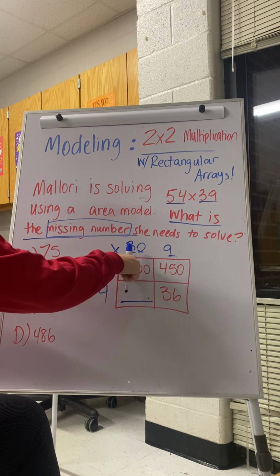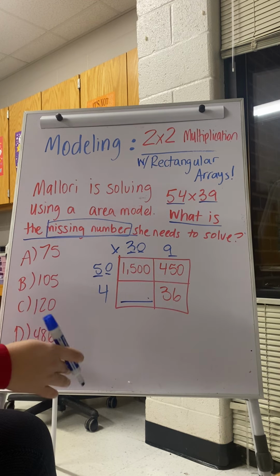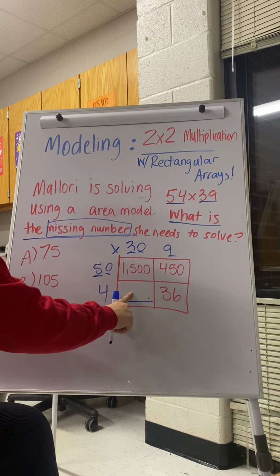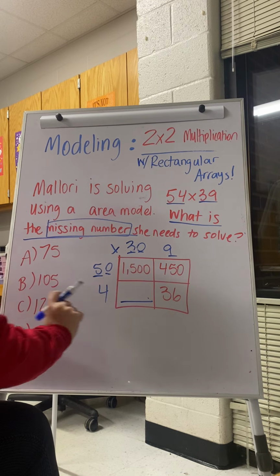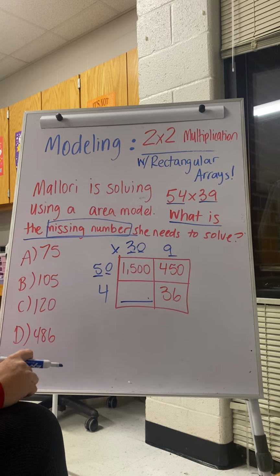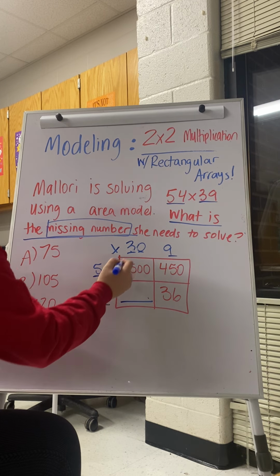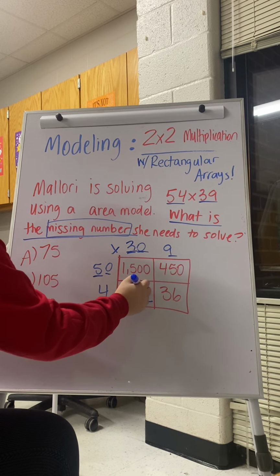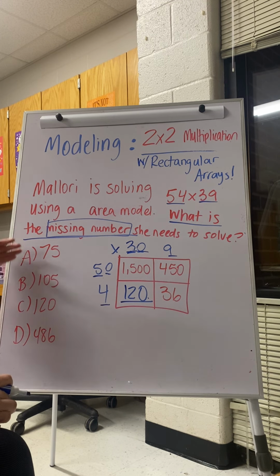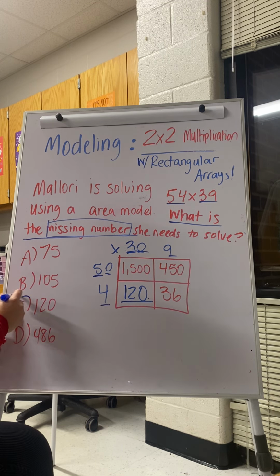Remember, if you're not sure how to read a rectangular array or an area model, your marker is going to fall over this box. So this marker lines up with 30 and 4. Okay, so 30 times 4. That's going to give me, well, 4 times 3 is what? 12. And I only have 1 zero I have to add back. So I look to my answer choices, and I see that 120 is an answer choice.